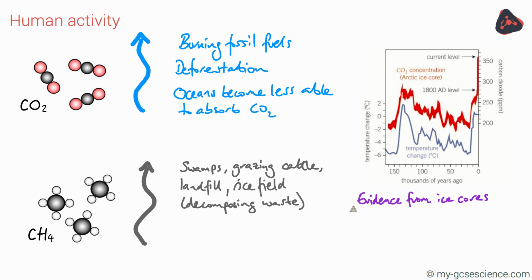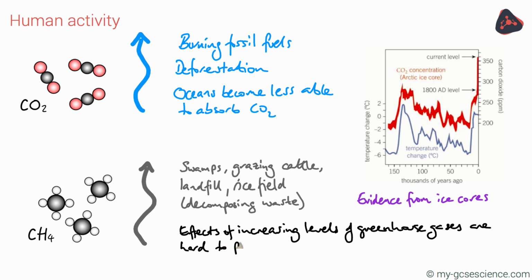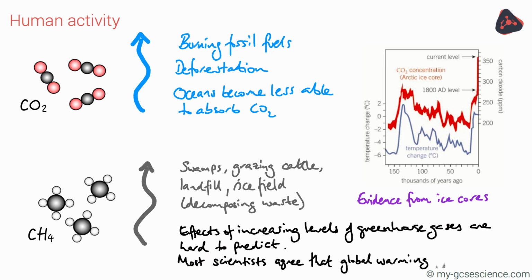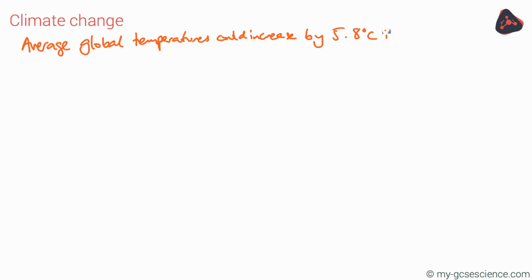So while we can now generally agree that greenhouse gases have been increasing, the effects of the increasing levels of greenhouse gases are hard to predict. But it's generally agreed that global warming is linked to this rise in greenhouse gases. Global warming, as it sounds, is to do with the increase in average global temperatures around the world. And it's predicted that over the next 100 years, average global temperatures could increase by about 5.8 degrees Celsius.